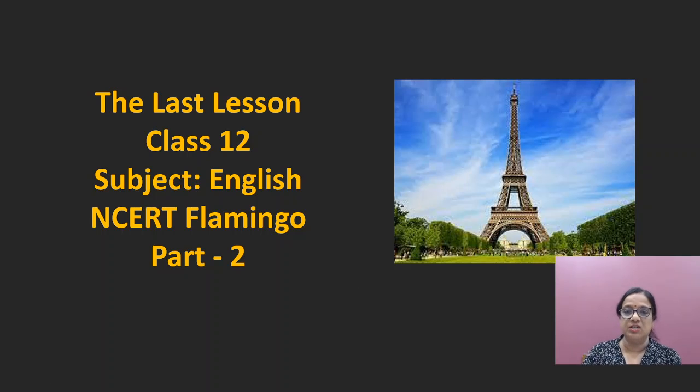I hope this picture, students, this is of the Eiffel Tower in France. This story is of France only. So the story is in the backdrop of the Franco-Prussian War. Now the Franco-Prussian War was in 1870 to 71, and in that war, France was defeated by Bismarck, and here the districts Alsace and Lorraine were to be occupied by Prussia.